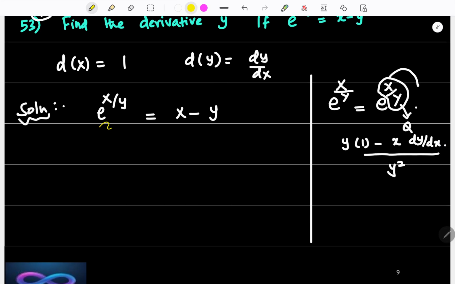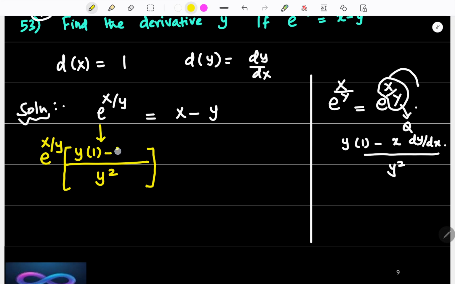The same idea, I'm going to use it. Listen carefully. So the derivative of e power x by y is e power x by y. And then this is a quotient, so you are going to use the quotient rule. y square, keep y, derivative of x is 1. Keep x, derivative of y is dy by dx. Which is equal to, what is the derivative of x? 1. What is the derivative of y? dy by dx.